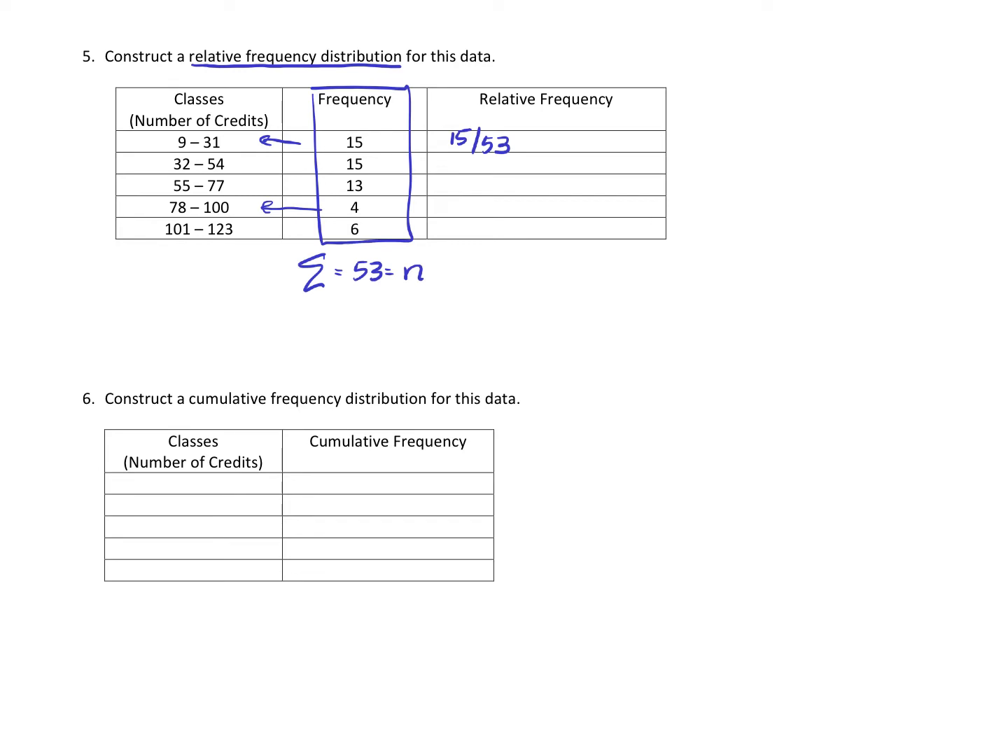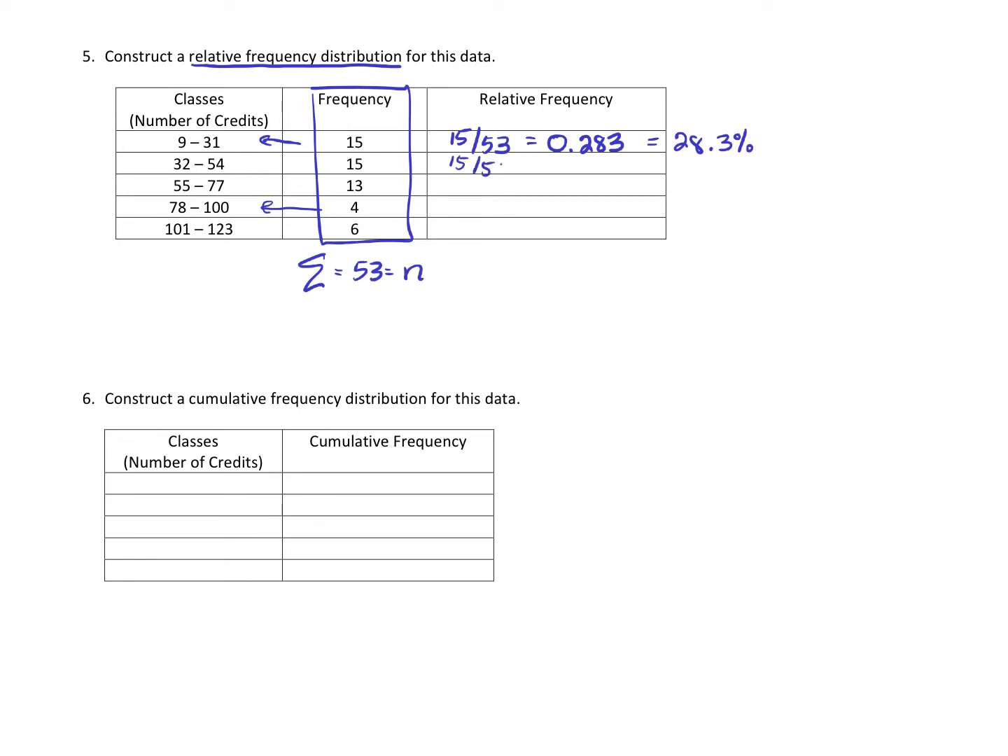And you can display your relative frequency as a fraction, but typically in statistics, we display relative frequencies as a decimal taken out to 3 decimal places. Okay, but there are times when you might want to report your findings as a percent. So we know that we can always translate a decimal to a percent by multiplying it by 100. So this is telling us that out of our 53 data observations, approximately 28% of them were between 9 and 31 credit hours.